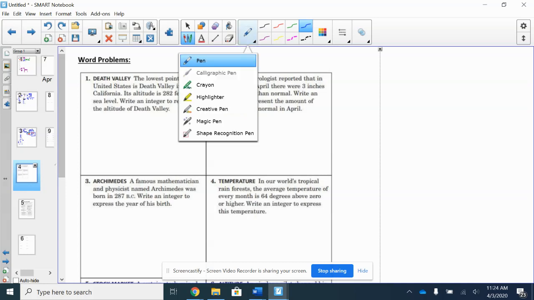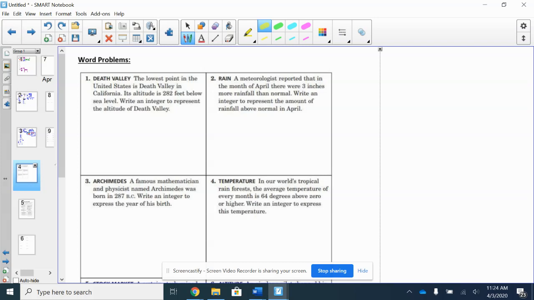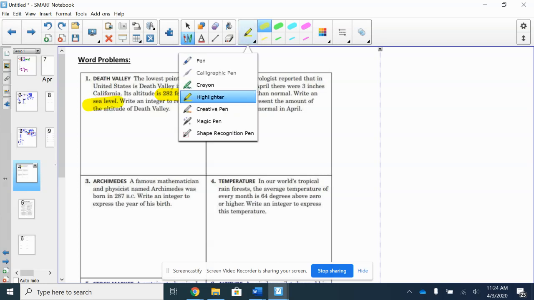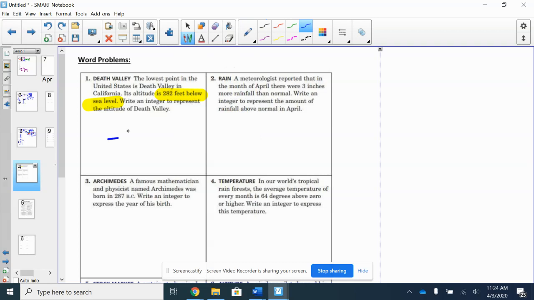So if we look here in the word problem, often word problems have good keywords where we can pull out of context what's going on here. So if this is 282 feet below sea level, that word below is representing a negative number. So that would be represented as an integer as negative 282. A meteorologist reported that in the month of April, there were 3 inches more rainfall than normal. Write an integer to represent the amount of rainfall above normal in April.